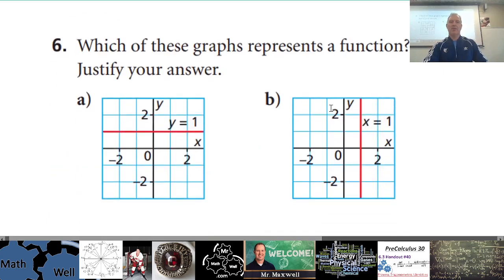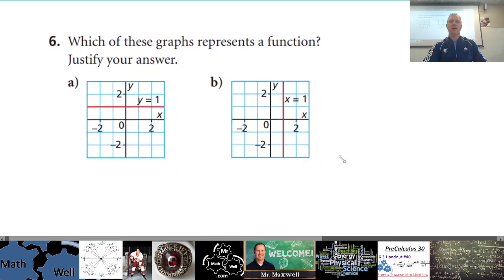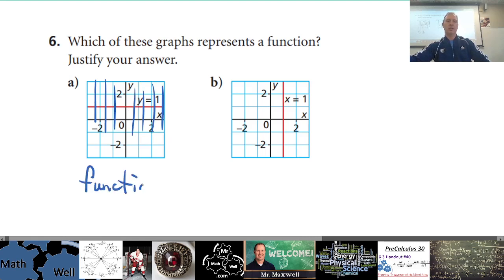Okay, let's skip to number 6 now. I'll do number 6A here. Which of these graphs, actually I'll do both of them, represent a function? Justify your answer. We talked about the vertical line test. If we can draw a vertical line at any part of the graph and it touches the graph just one time, then this is a function. Yes, this one is a function. Justify your answer: passes vertical line test. You can abbreviate that if you want.